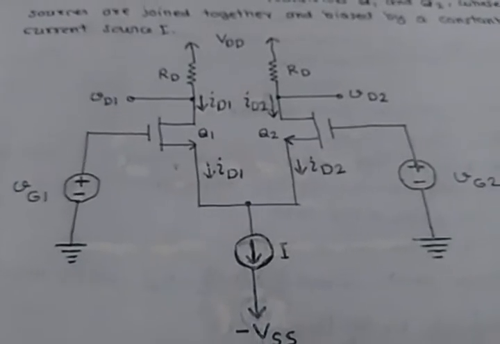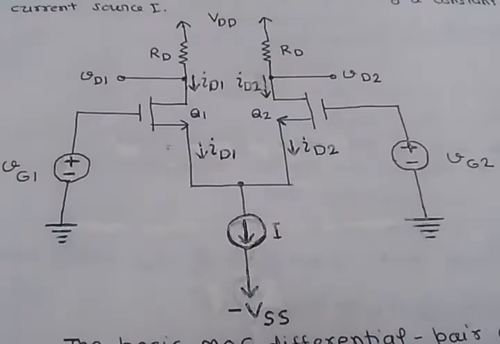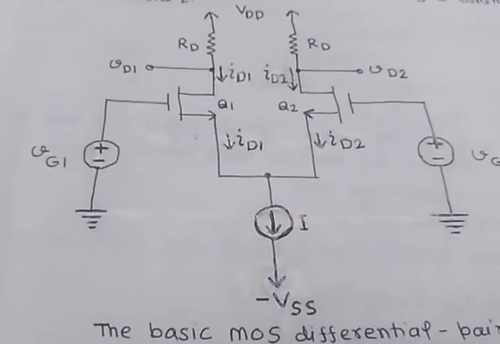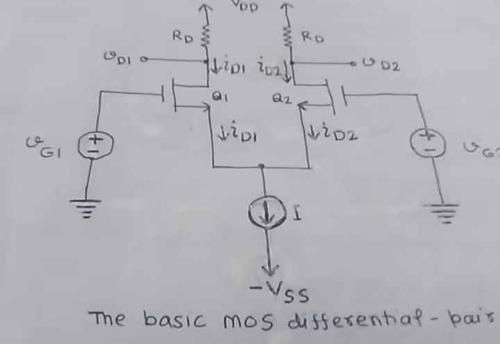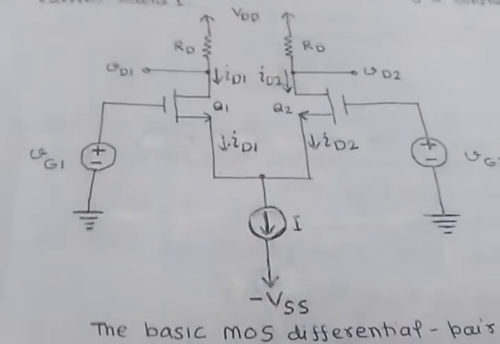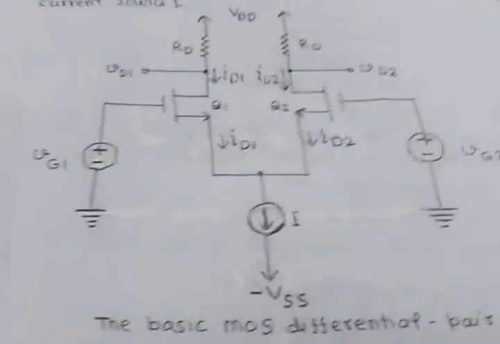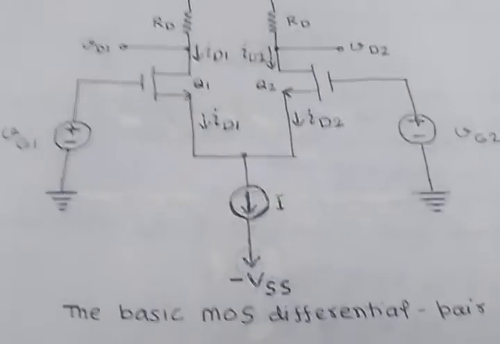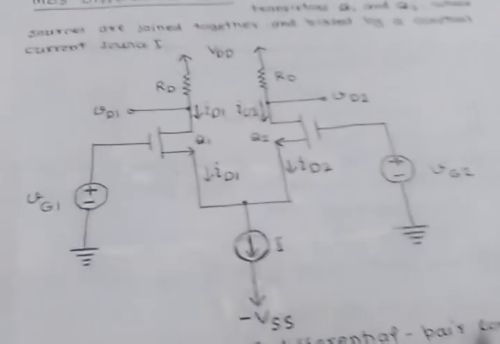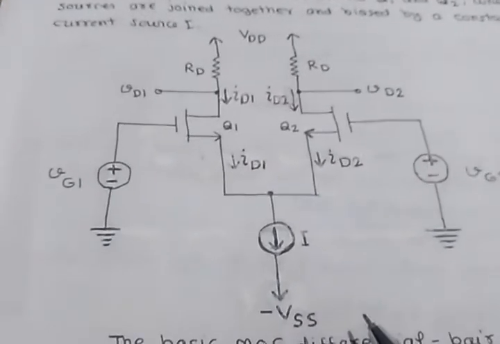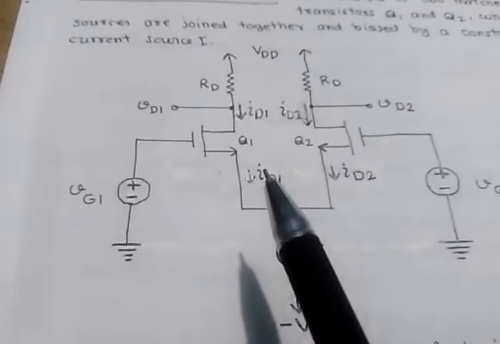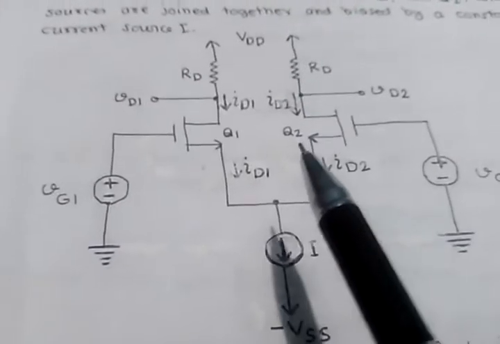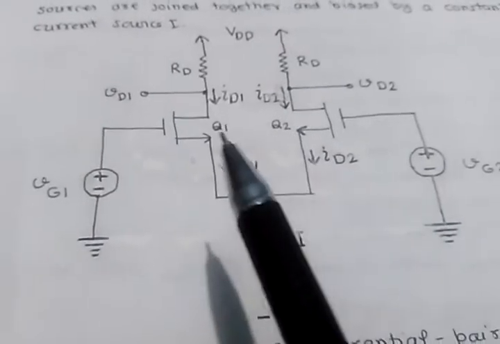In this video, we will discuss the structure and operation of differential amplifier using MOSFET. The differential amplifier using MOSFET is also known as MOS differential pair. As we are seeing the structure, we have used two transistors Q1 and Q2. Transistors meaning in this case we will use MOSFET.